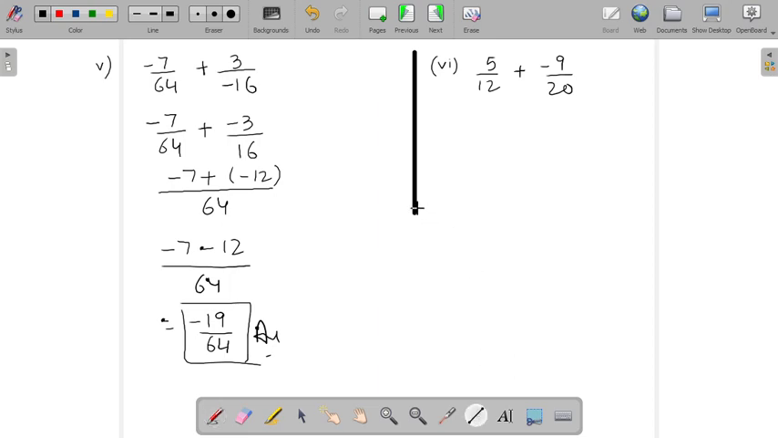Now similarly in the sixth part, the LCM of 12 and 20 would be 60. 60 would be the LCM. So नीचे से divide, ऊपर से multiply. 60 divided by 12. So it would be how much? 60 divided by 12.